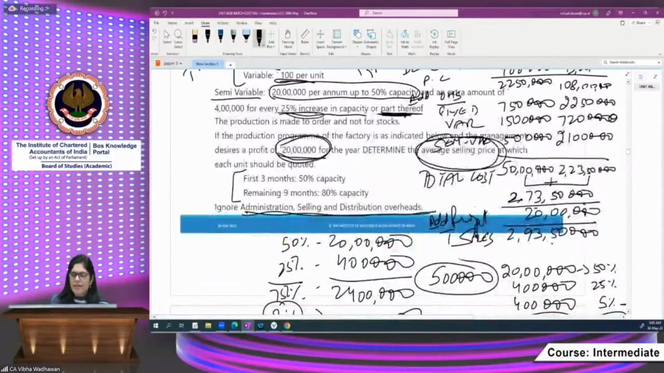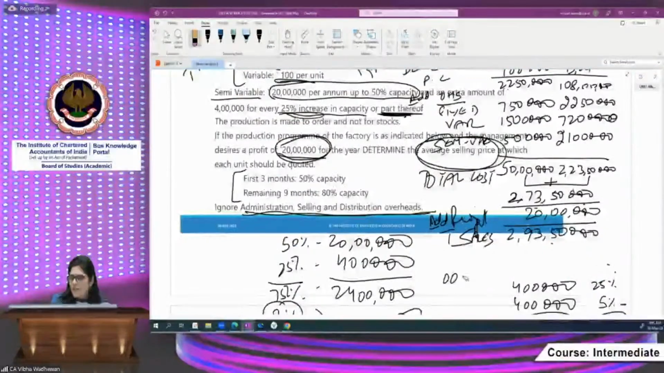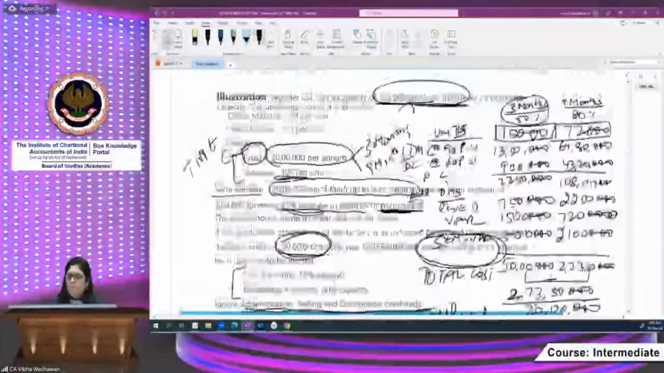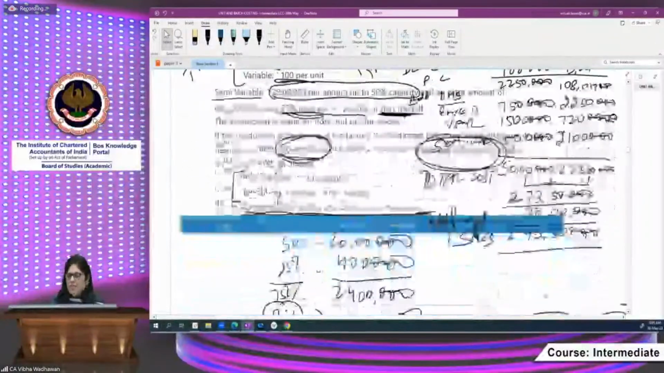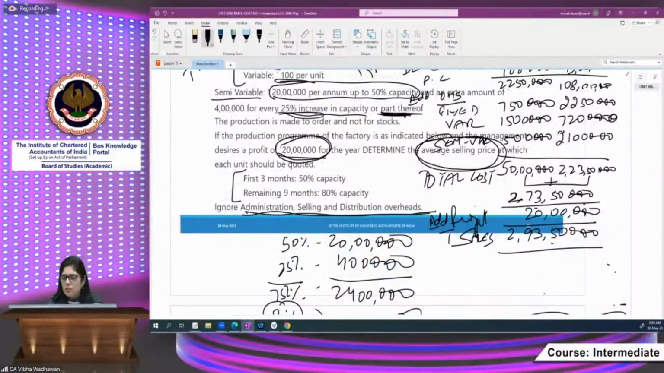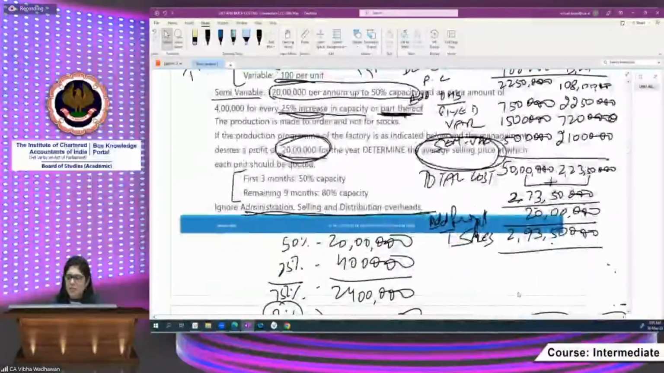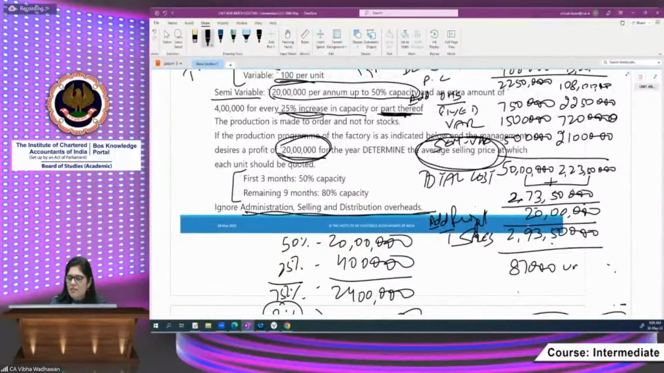We have to calculate the average selling price. Total sales divided by total units. 2 crore 93 lakh 50,000 is the total sales. Total units: 15,000 plus 72,000, so 87,000 are the total units.